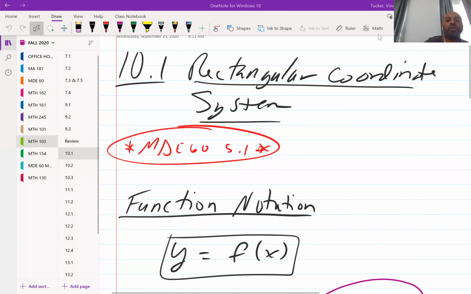So we're looking at 10.1 today, rectangular coordinate system. Getting into graphing. This right here is just a note for myself. I'm about to switch screens to go to some notes that I've already written. But the rectangular coordinate system is where we're getting to today.